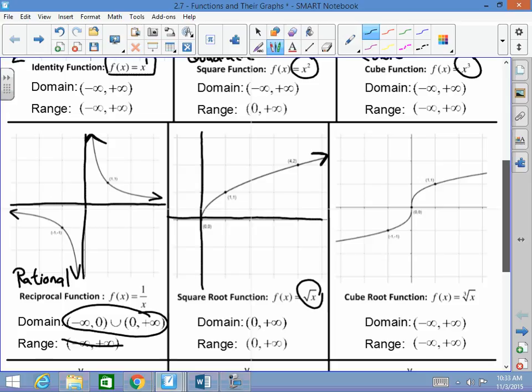You have a cube root function. A cube root function is a cube root function because the variable x is inside of a cube root. The domain of a cube root and the range of a cube root are both negative infinity to positive infinity.